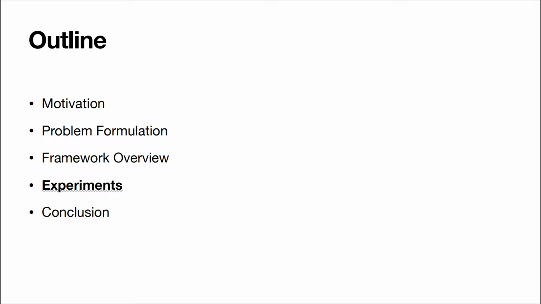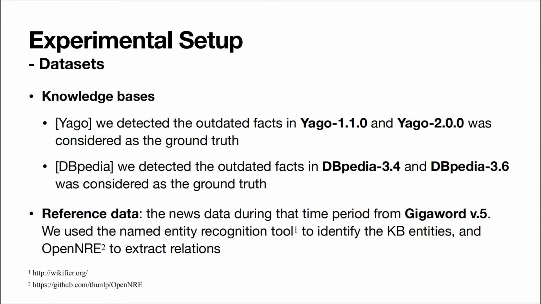Then I will show you some experimental findings. We used two real-world knowledge bases to evaluate our method, Yago and DBpedia. We detected the outdated facts in these four versions shown in the slide, which were considered as ground truth respectively. We chose the above versions of knowledge bases since we can only obtain the news data from the GigaWord v5 dataset for that time period as reference data.